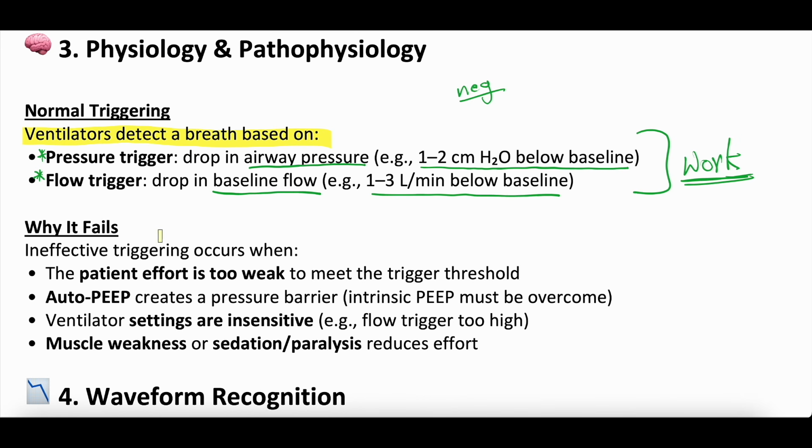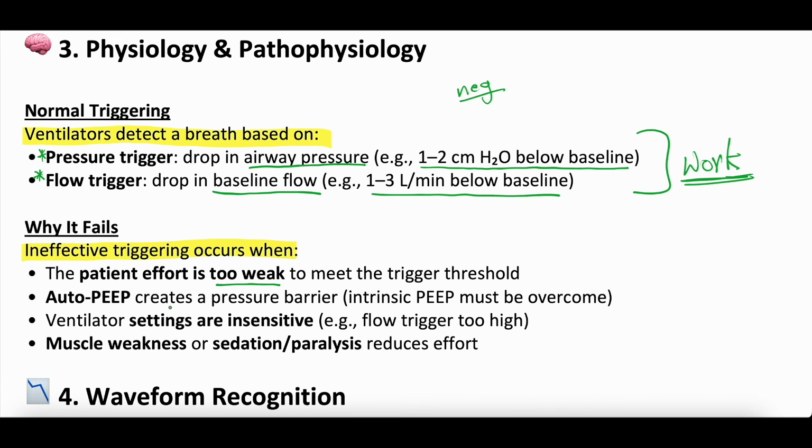So why does it fail then? Well, ineffective triggering occurs when the patient effort is too weak to meet the trigger threshold. That's one of the times, right? If you've set a pressure trigger at 2 centimeters below baseline, but the patient can only mobilize 1 centimeter of negative airway pressure because they're too weak, that won't trigger because it won't meet the threshold that you set, which was 2 centimeters below baseline of pressure.